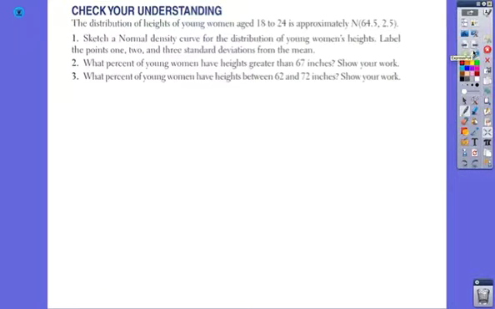So check your understanding. The distribution of heights of young women aged 18 to 24 is approximately normal with a mean of 64.5 and a standard deviation of 2.5. So the first thing we want to do is sketch a normal density curve for the distribution of young women's heights and label the points 1, 2, and 3 standard deviations away from the mean.